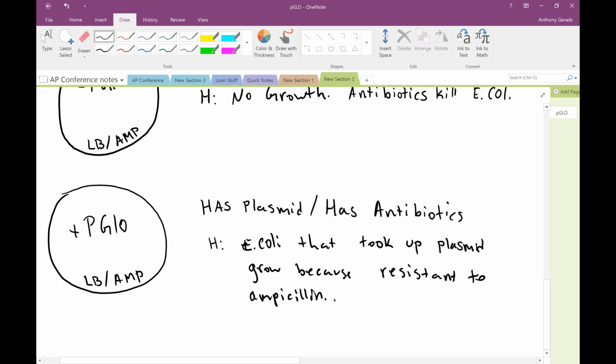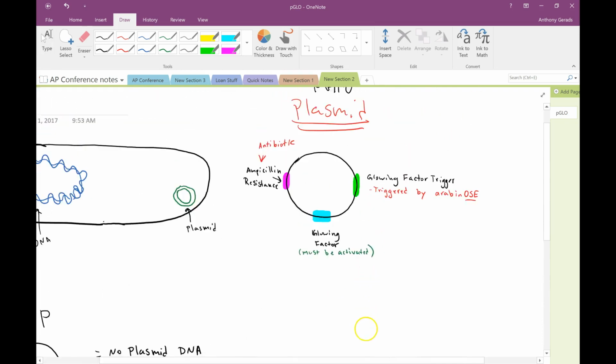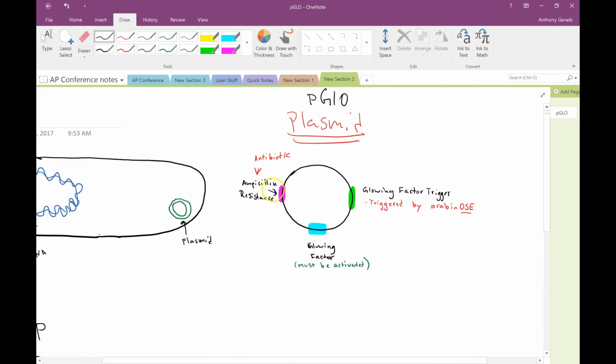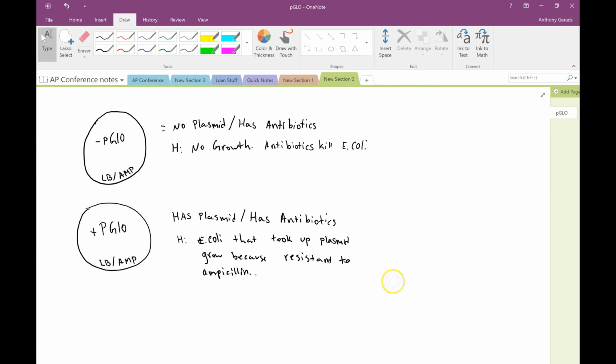But the real question: will it glow? It won't. If I look at this plasmid up here, it got this plasmid, and ampicillin resistance is on here, and the glowing factor is on there, so it has the gene to glow. But why doesn't it glow? Because there's no arabinose sugar. So yes, I have this one here. It will not glow because no arabinose sugar.